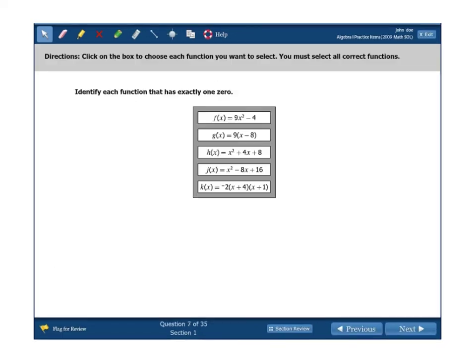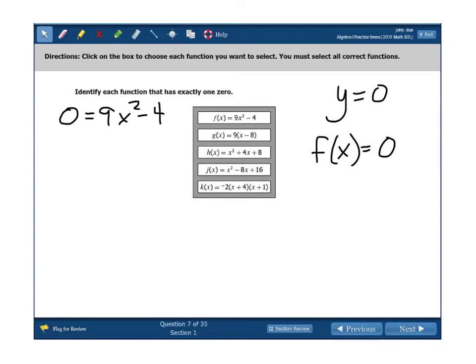Next question. All right, identify each function that has exactly 1 zero. Remember a zero is where y equals 0, or in this case, where f of x, g of x, h of x, j of x, k of x, any of them, equals 0. So what we're doing is trying to find each one that has exactly 1 zero. Now this is a good question for graphing on your calculator, but you can also solve it. If I solve each of these equations with 0 on one side, this one right here is going to come out to 9x squared equals 4. We're going to divide both sides by 9 and have x squared equals 4/9. We're going to square root both sides and have plus or minus 2/3. Plus or minus, that's 2 zeros.